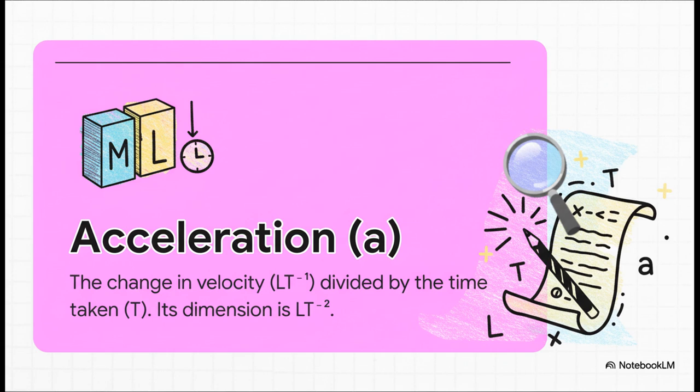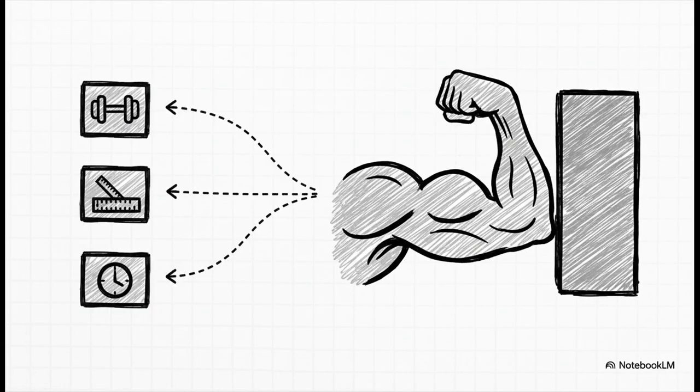Okay, let's build on that. What about acceleration? Well, that's just how much your speed or velocity changes over time. We already know the dimension for speed is L over T. So for acceleration, we just divide that by time again. That gives us L divided by T again, which is just L over T squared. See how this works? Each new word is built using the ones we already know. It's like building with Legos. You ready for a bigger word?